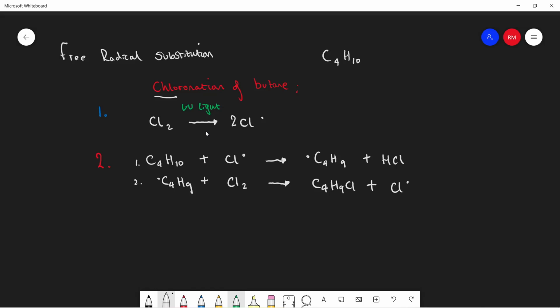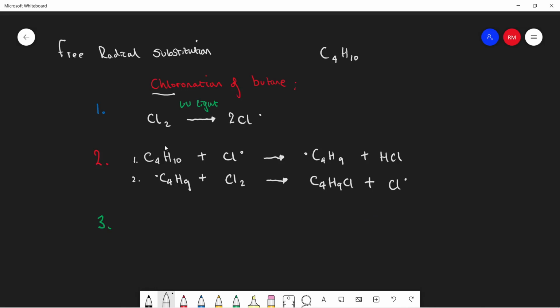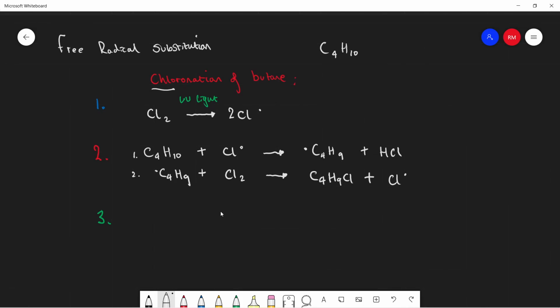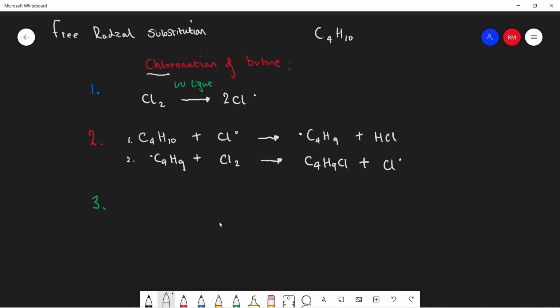Now, all reactions must have an end. We talked about this previously, where it's very random which product is going to be formed. For example, this chlorine radical could quite simply react with another chlorine radical and form this chlorine molecule again. Instead we could have this butyl radical react with another butyl and form octane. So this is quite random, but that is all covered in the termination.